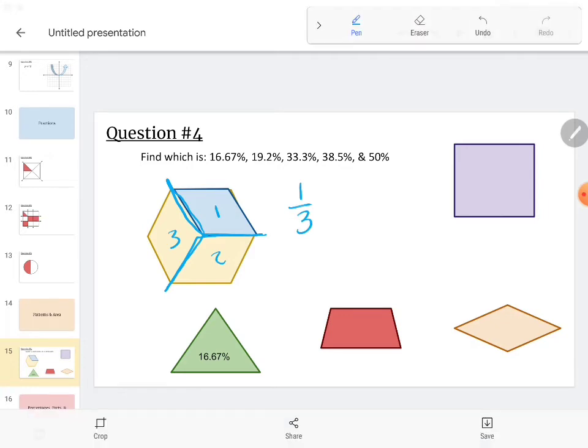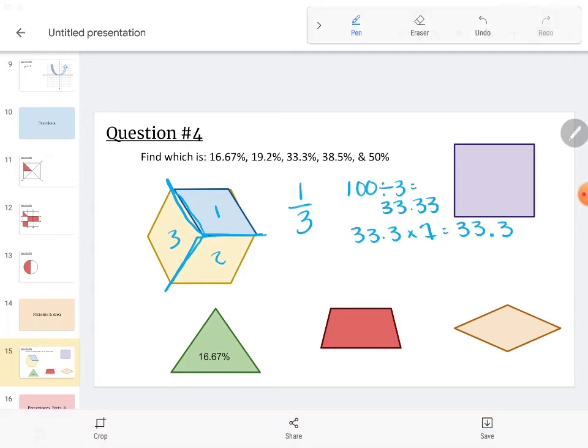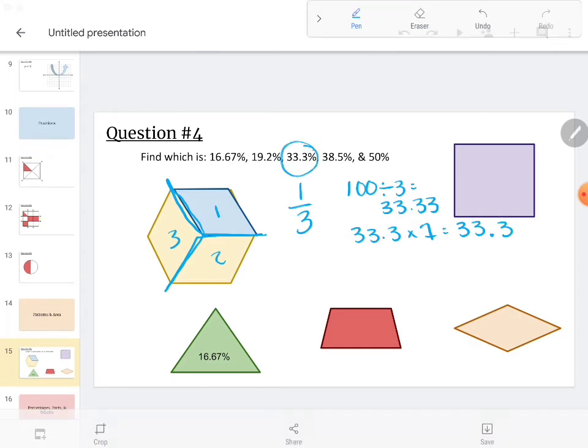Another way to figure out the solution would be to do 100 divided by 3, which is going to be 33.33. Well, when we multiply 33 by 1, our solution is going to be 33.3, which means that our rhombus is going to take up 33.3% of our hexagon.